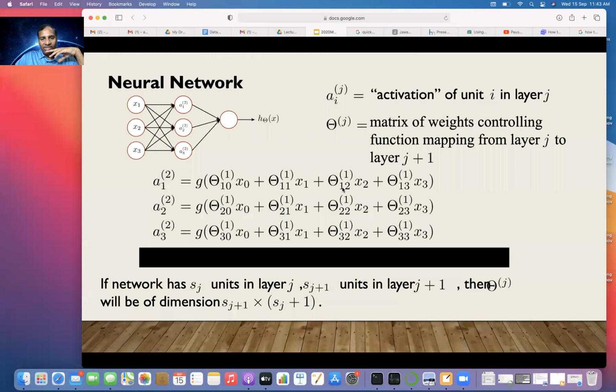So 11, 12, 13. The second subscript is the unit number in the previous layer. If the network has Sj units in layer j and Sj plus 1 units in layer j plus 1, then theta j will be of dimension Sj plus 1 cross Sj plus 1. So for A1 you need 3 weights, x1 weight, x2 weight, x3 weight. Then for A2 you need 3 weights, and for A3 also 3 weights. Not only 3, why is this plus 1 coming? Any guess?